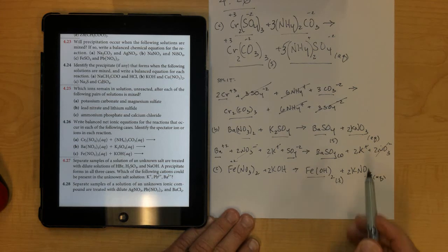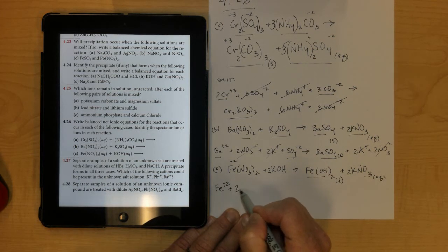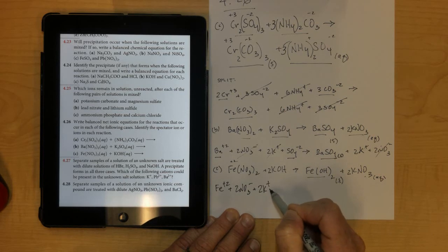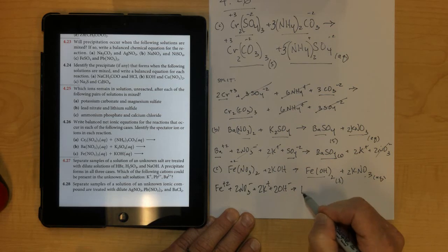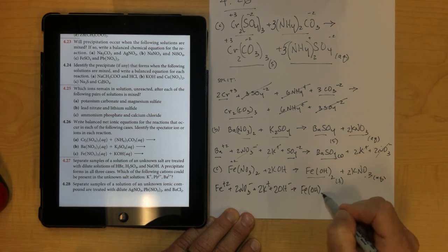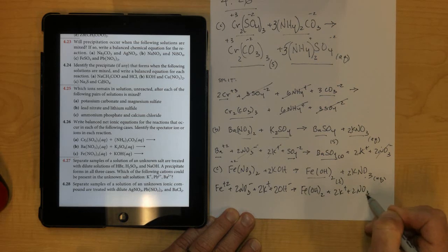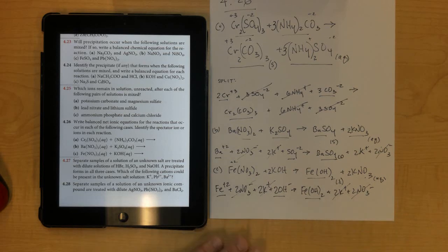Split everything else up except for the solid, so Fe positive 2 plus 2 NO3 minuses plus 2K plus 2OH minus. Make sure to distribute the 2. Leave this together, Fe(OH)2 solid, plus 2K plus 2NO3 minuses. The things that cancel are the nitrates and the potassiums. The remainder right here is the net ionic equation, number 26.